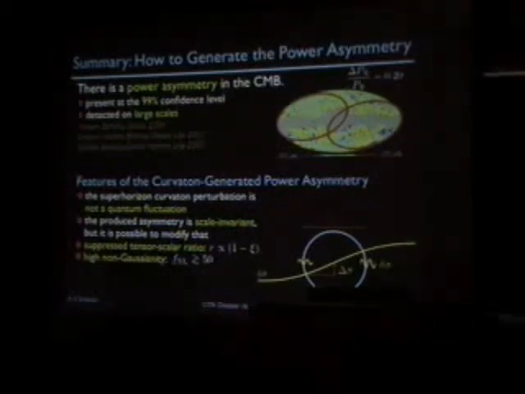However, a more immediate test will come in the form of non-Gaussianity, because Planck will be able to measure conclusively if f_NL is greater than 50. And this mechanism for generating the asymmetry demands such a high level of non-Gaussianity. Okay, thank you very much.